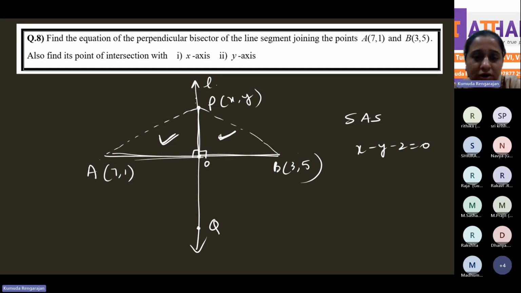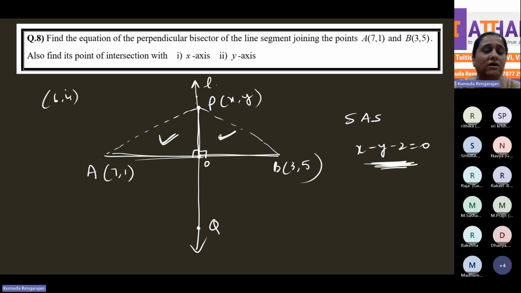Which means every point on the line L will satisfy this equation. Now, for example, say that (6, 4) is a point on L. When L runs through the Cartesian plane, there will be so many points on L. Every point on L will satisfy this equation because this is the equation of the line L.